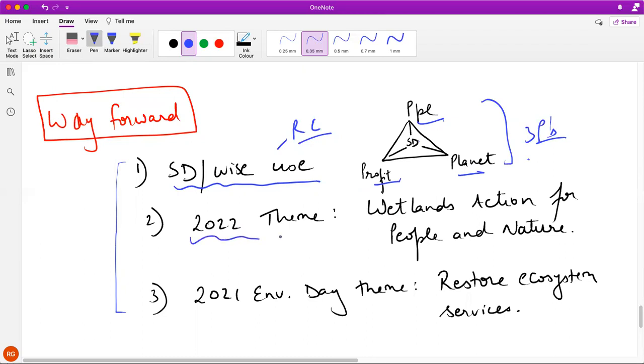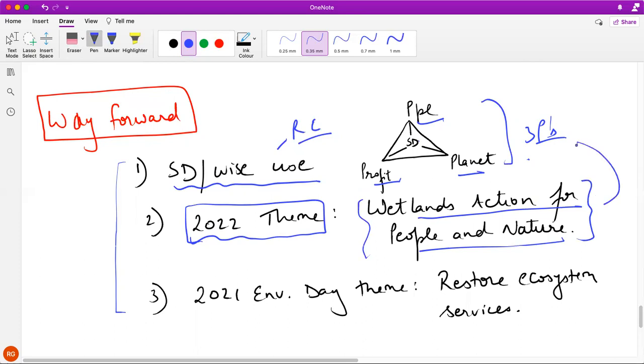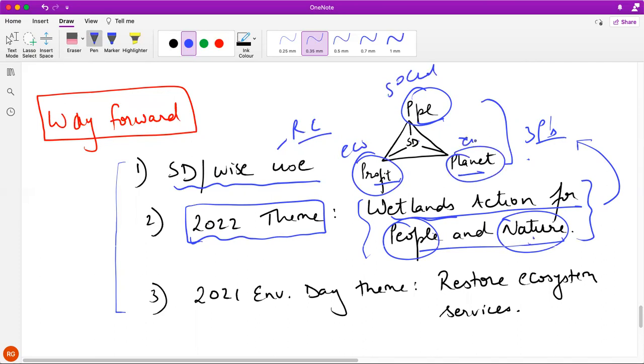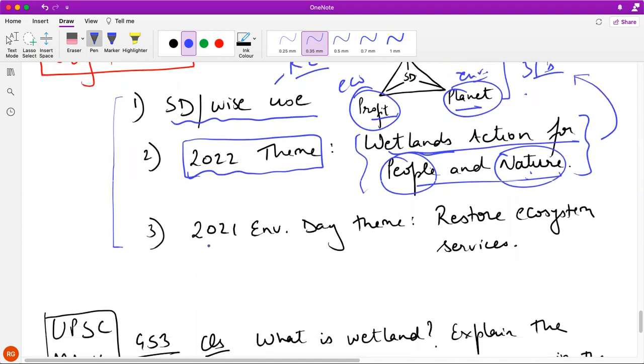And also you can conclude with this year's theme for World Wetlands Day. Theme was Wetlands Action for People and Nature. UPSC can ask the question on this also. Explain this. This is basically talking about this only. Wetlands action for people and nature. Matlab, we need to ensure wetlands for the people and for the nature. People involves public participation and profit aspect, economic aspect, social aspect, and this involves planet, nature, environment aspect. UPSC can ask this also, or you can even use 2021 World Environment Day theme, restore ecosystem services.